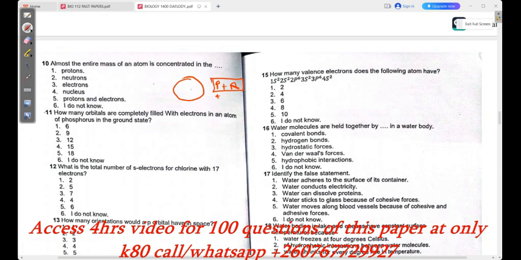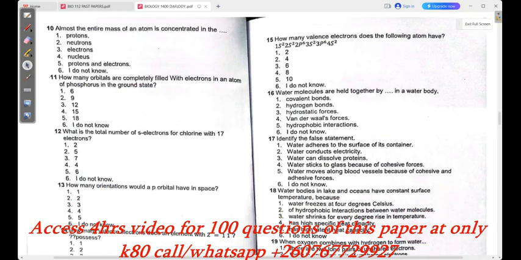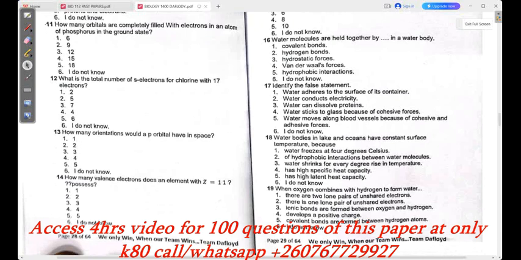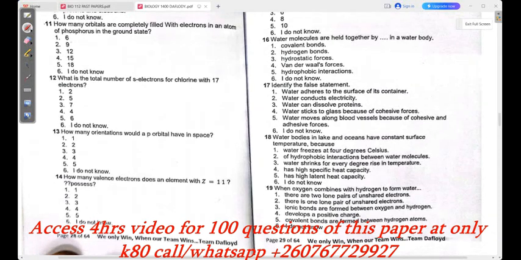So where do we find the protons and neutrons? These are found in the nucleus of an atom. Hence the answer has to be nucleus. The entire mass of an atom is concentrated in the nucleus because that's where you have neutrons and protons. For you to get the mass number, you are supposed to add the number of neutrons and protons of that particular atom. 11. How many orbitals are completely filled with electrons in an atom of phosphorus in the ground state?